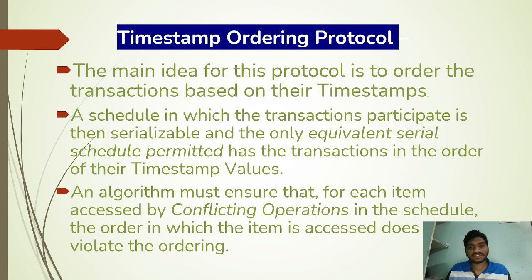A schedule in which the transactions participate is then serializable, and the only equivalent serial schedule permitted has the transactions in the order of their timestamp values. An algorithm must ensure that for each item accessed by conflicting operations in the schedule, the order in which the item is accessed does not violate the ordering.